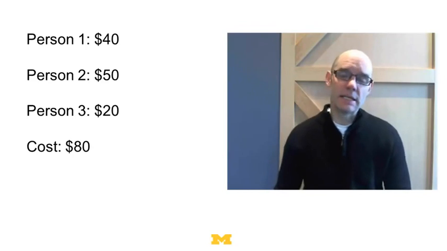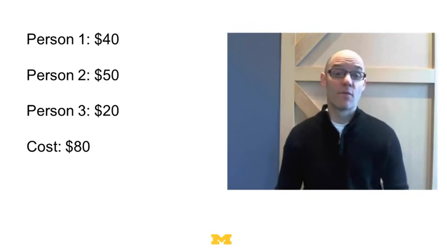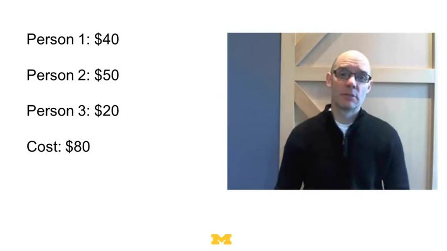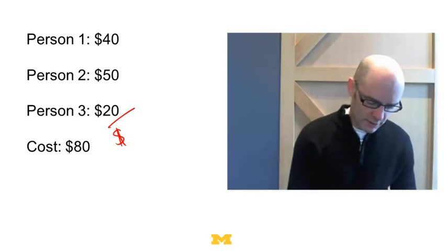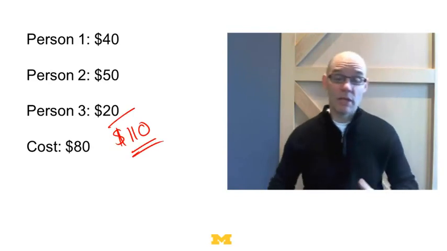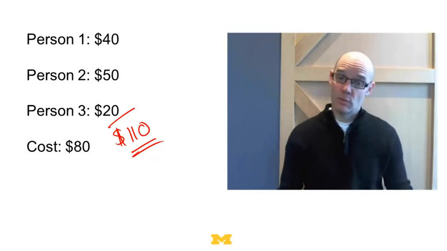So here's the idea. Let's suppose there are 3 people, and person 1 would be willing to contribute $40. It's worth $40 to her to have a coffee machine. Person 2 would be willing to contribute $50, and person 3 would be willing to contribute $20. So if you add all these things up, you get $110. So they'd be collectively willing to contribute $110, and the machine only costs $80, which is great.